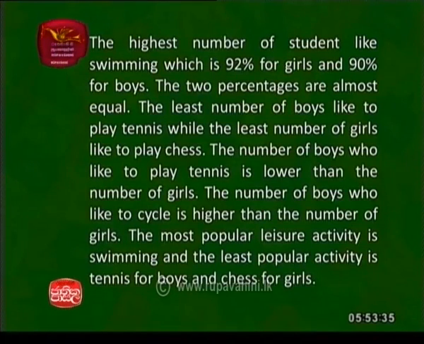The highest number of students like swimming, which is 92% for girls and 90% for boys, because there are two, right? The two percentages are almost equal. The least number of boys like to play tennis, while the least number of girls like to play chess. The number of boys who like to play tennis is lower than the number of girls. So we are comparing the boys and girls there. The most popular leisure activity is swimming and the least popular activity is tennis for boys and chess for girls. And then in conclusion, you can write.